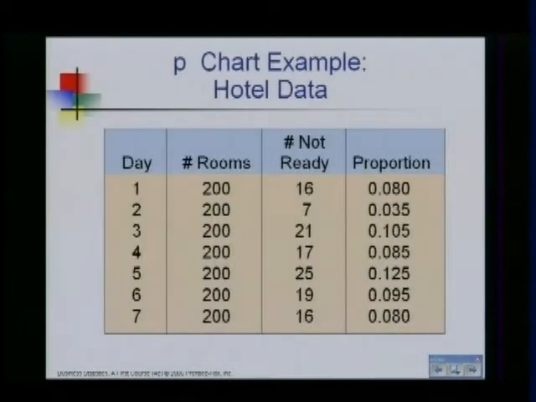So here's what the data looks like. We've got 7 days, that's K. Then we've got the number of observations each period, that's N. So N bar is going to be 200 because we had 200 rooms every day. To figure out the sample proportions, what I do is I take the number not ready, or the number with the characteristic, which is X, and I divide by N, which is the number of rooms. 16 over 200 is 8%. 7 over 200 is 3.5%, etc. So these are my sample proportions for each of the 7 subgroups that I've now calculated.